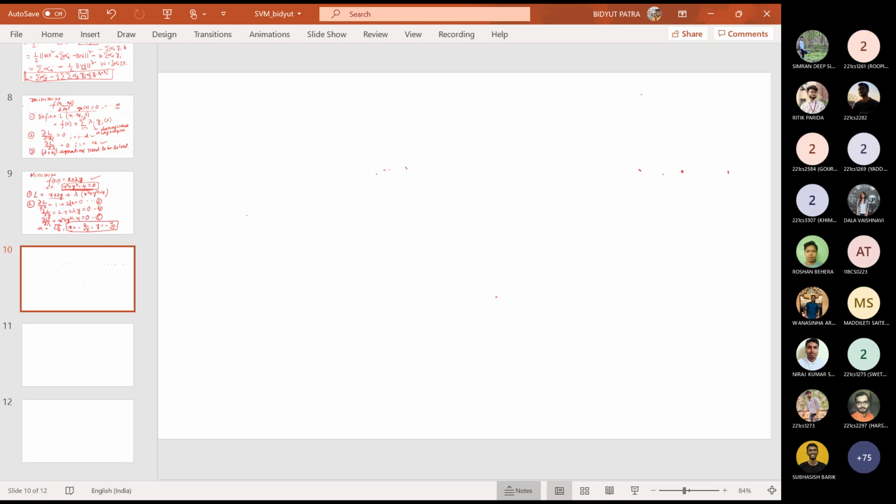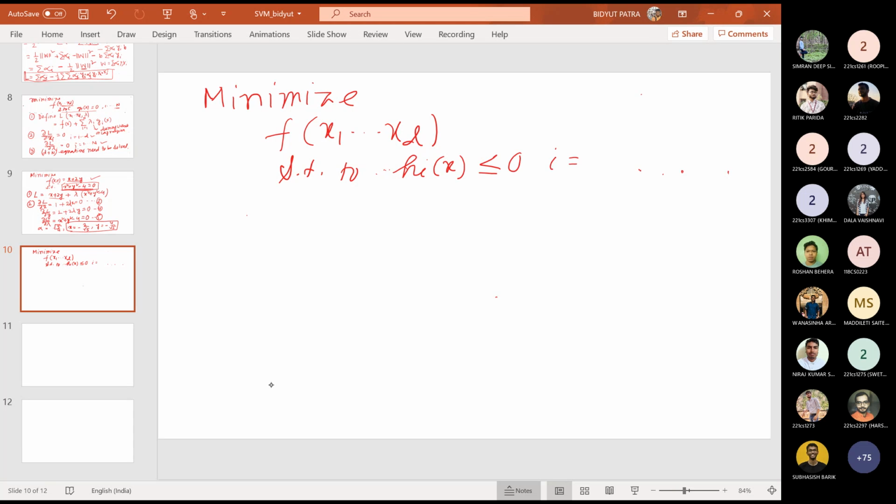So now what we have to do here is something like that. So we have to minimize a function, let's say f(x1 to xd), and then subject to the constraint h_i(x) less than or equal to 0, and you have multiple constraints up to n. Okay, so in that case what is done, this is minimization and this is also less than or equal to 0. So in this case what is done is we have the Lagrangian. First there are a few steps here. Okay, what is that step?